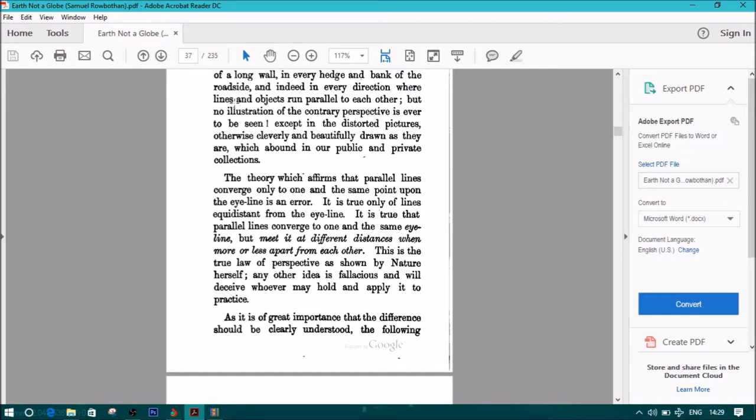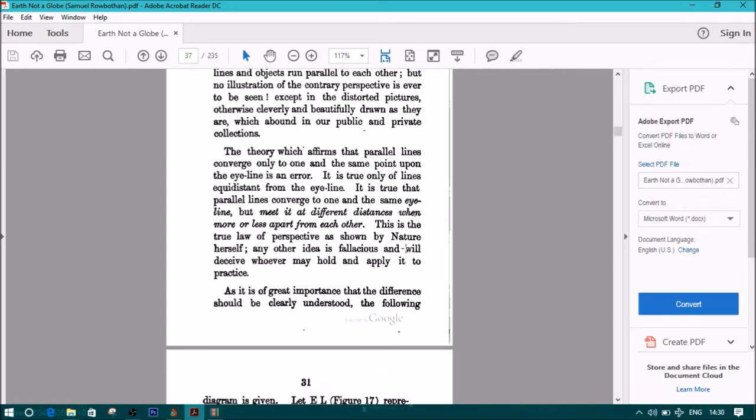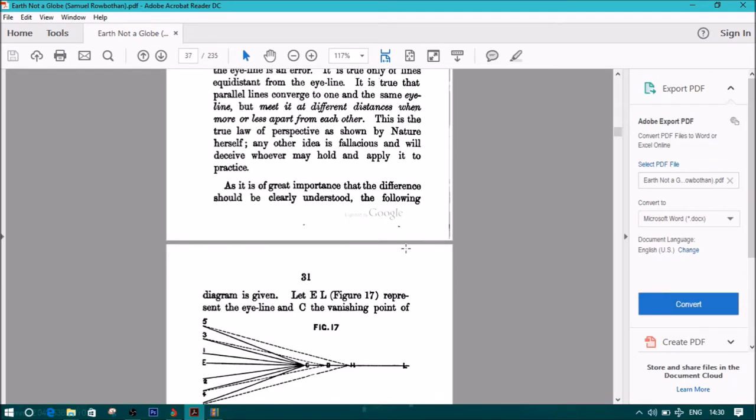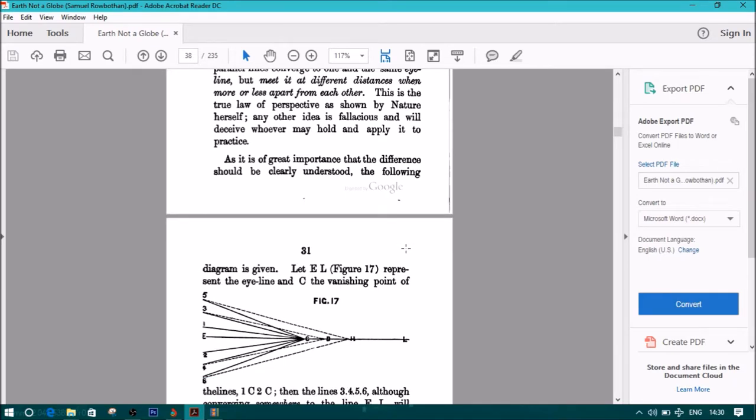The theory which affirms that parallel lines converge only to one and the same point upon the eye line is an error. It is true only of lines equidistant from the eye line. It is true that parallel lines converge to one and the same eye line, but meet it at different distances when more or less apart from one another. This is the true law of perspective as shown by nature herself. Any other idea is fallacious and will deceive whoever may hold and apply it to practice. As it is of great importance that the difference should be clearly understood, the following diagram is given.